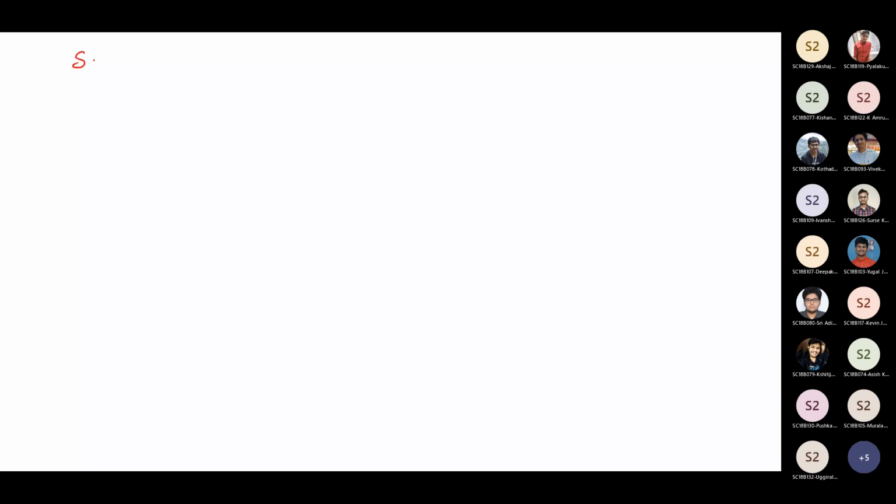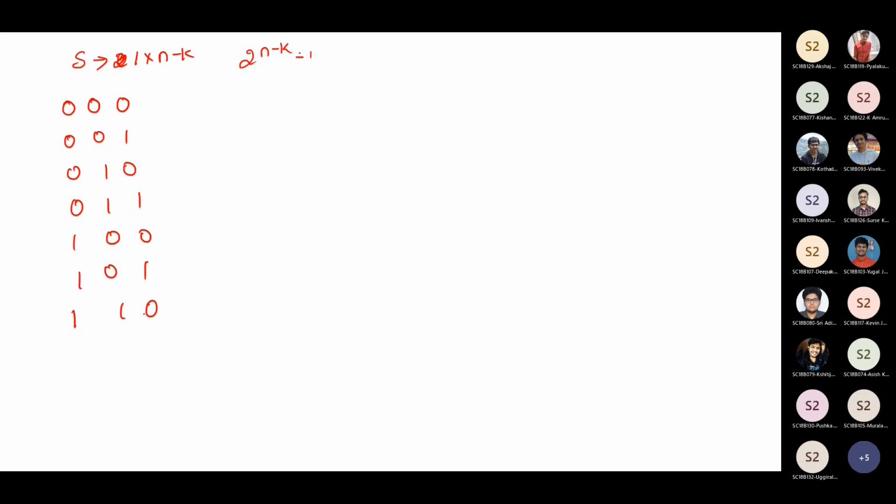For example, the syndrome size is 1 cross n minus k. So how many syndrome vectors will we have? 2 power n minus k syndrome vectors, all the combinations of 0 and 1. Here n minus k is 3, so these are the possible syndrome combinations you can have. If it is all 0, this is equal to a code word.